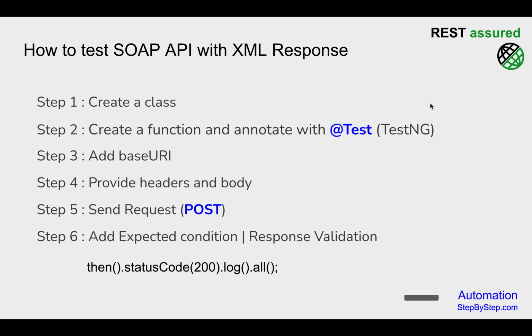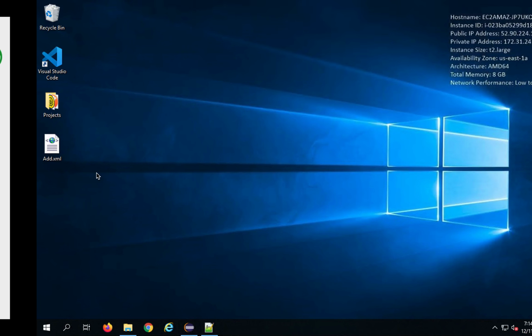Hello, I'm Raghav, and this session is a continuation from the last session where we created a SOAP XML request and we actually ran a SOAP XML request using REST Assured. So we created a class and we created the function and added the TestNG annotation. Then we added all our base URI and the given, when and post methods, and then we finally ran the API. So let me very quickly show you.